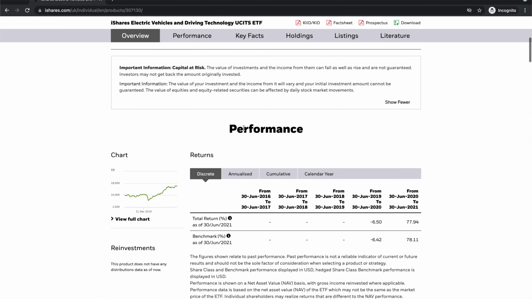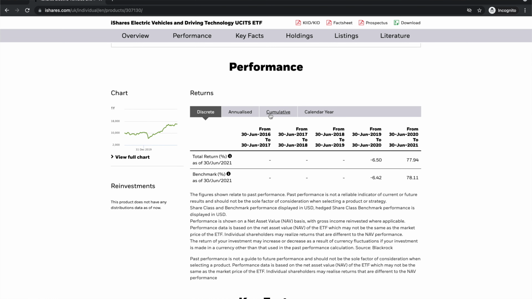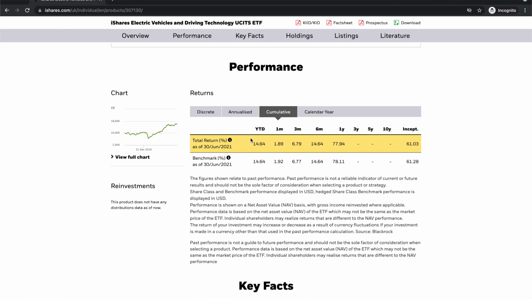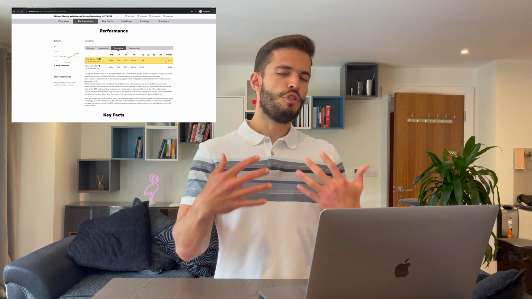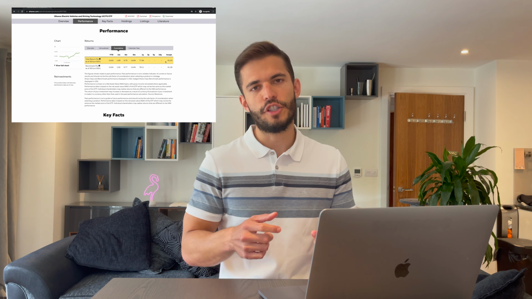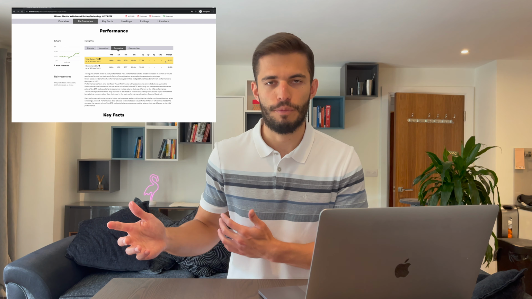So if we look at the performance, let's look at the cumulative performance. As we saw on the previous page, this fund has not been around for that long, so we don't even have a 3-year performance. However, the cumulative performance since the creation of this ETF has been 61% roughly. And remember the usual disclaimer: past performance is not an indication of future performance.